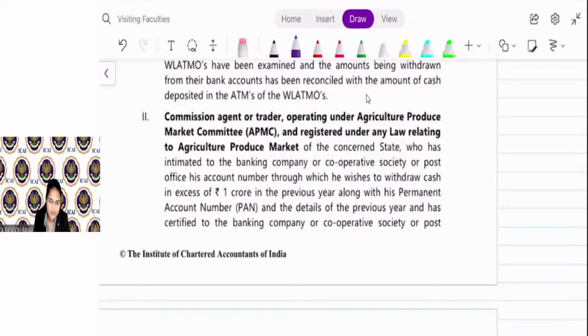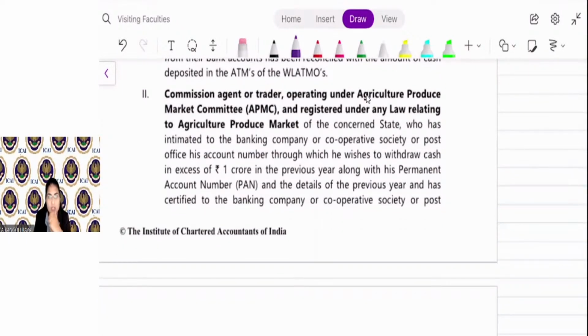To track the cash transactions, Uday. Commission agent or trader operating under Agricultural Produce Market Committee and registered under any law relating to agricultural produce market. See, APMC need to make the payment to various farmers. Okay, so in that case also they need more cash. But in that case, they have to provide their PAN and details that they are certified APMC and they have made the payment to the farmers.